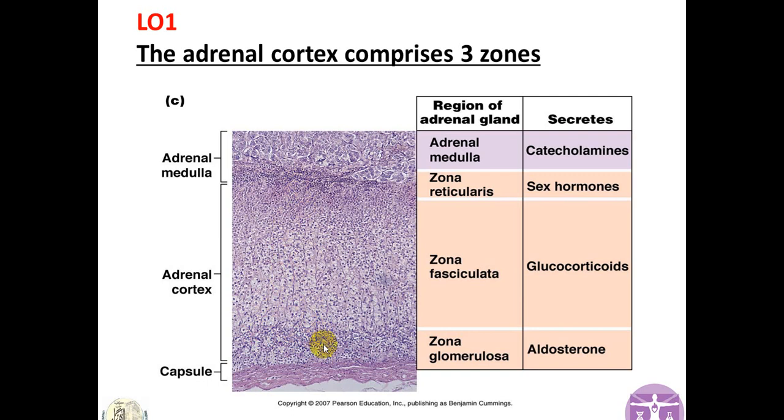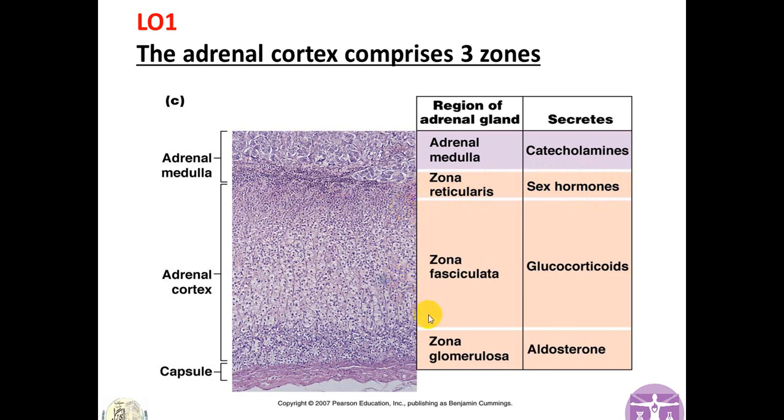The outer layer is called zona glomerulosa, and it is responsible for secretion of aldosterone. And then we have the wider layer of the adrenal cortex, which is called the zona fasciculata, and it is responsible for secretion of glucocorticoids. And that's why it is the wider layer of the adrenal cortex, because we need very large quantities of glucocorticoids during stressful situations and during our daily life. And then we have the inner layer, which is called zona reticularis, and the cells in the zona reticularis are responsible for secretion of the sex hormones, the dehydroepiandrosterone.